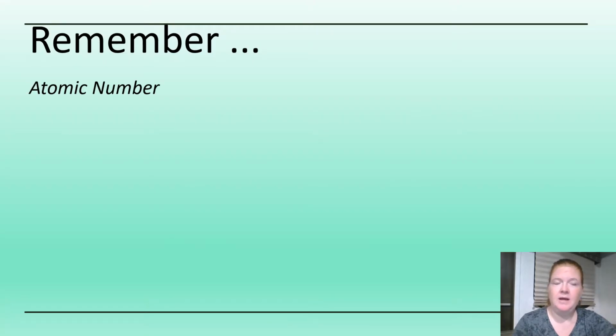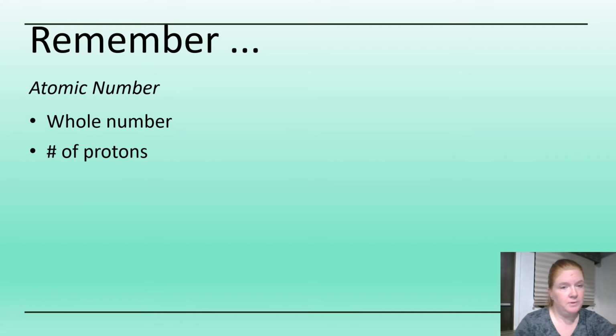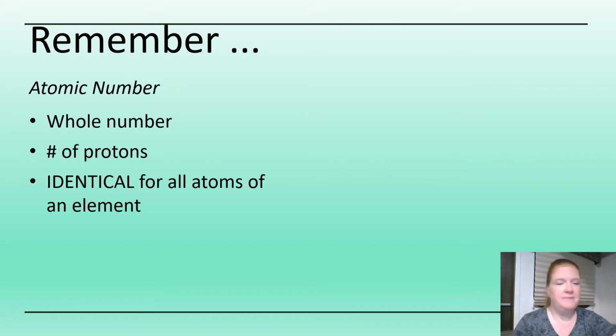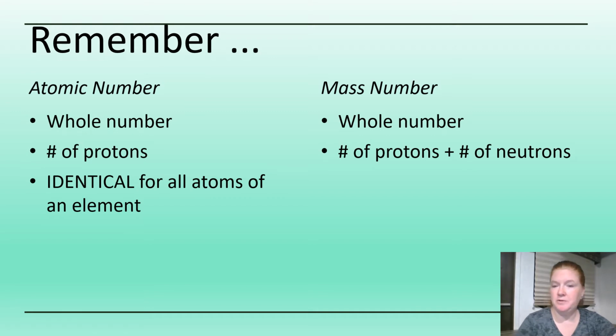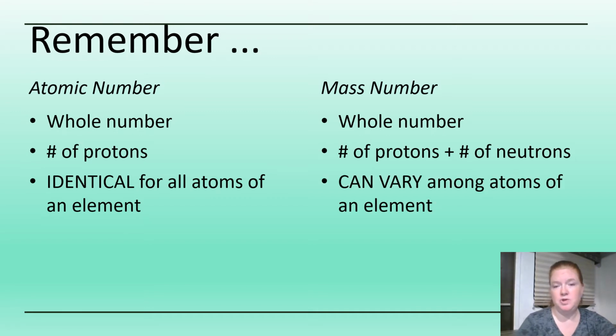Remember, atomic number is a whole number. It's the number of protons. It's identical for all atoms of an element, and you find it on the periodic table. Mass number, also a whole number, is the number of protons plus the number of neutrons, and it can vary among atoms of an element, and that's what we're talking about in this lesson.